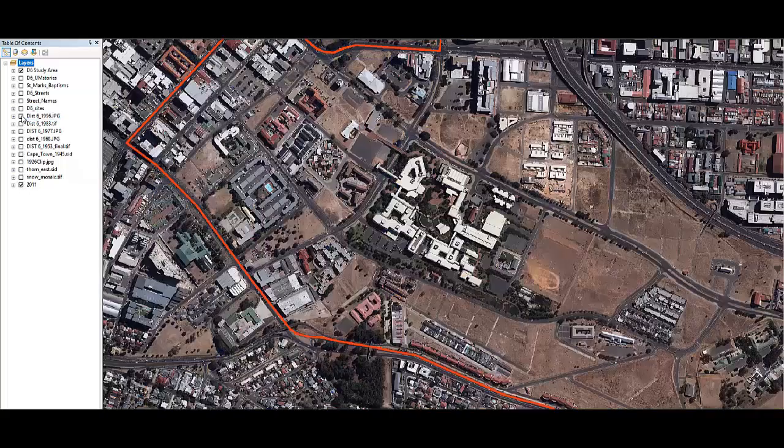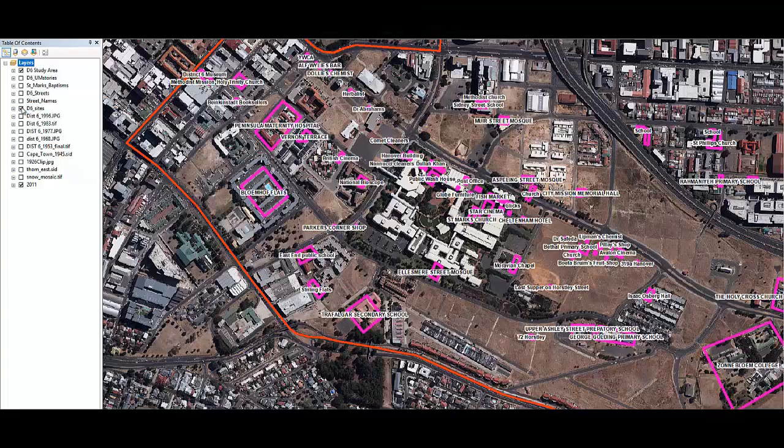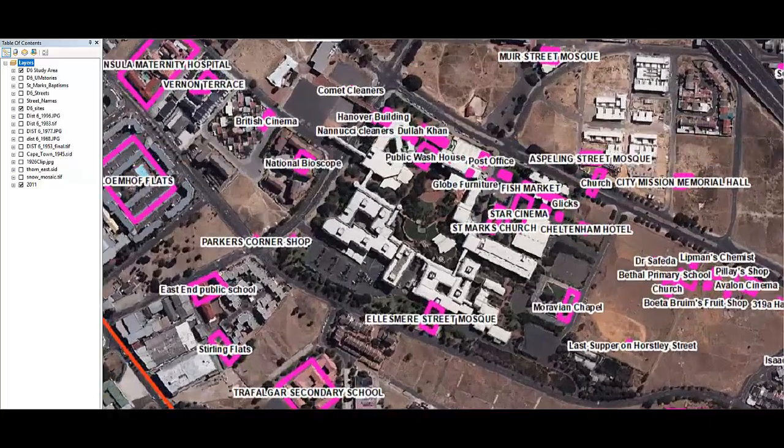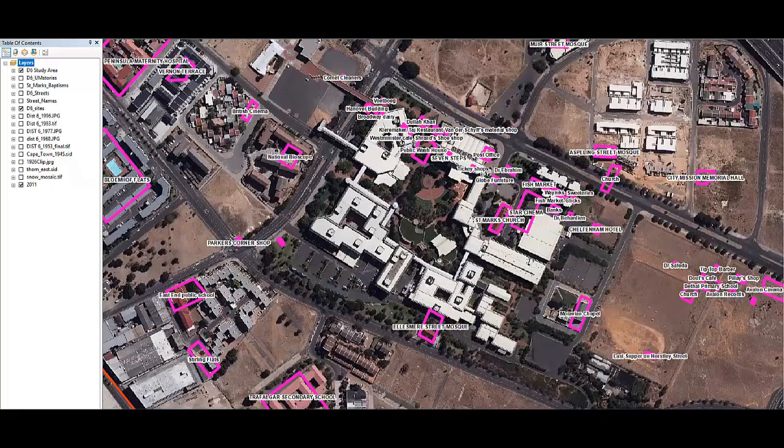Let's go to 2011. CPUT was formed in 2005 when the Cape Technikon and Peninsula Technikons merged. So what you see here is a 6-year-old CPUT. If I turn on a layer of the old District 6 sites, we can work out where they are in relation to where we are today.